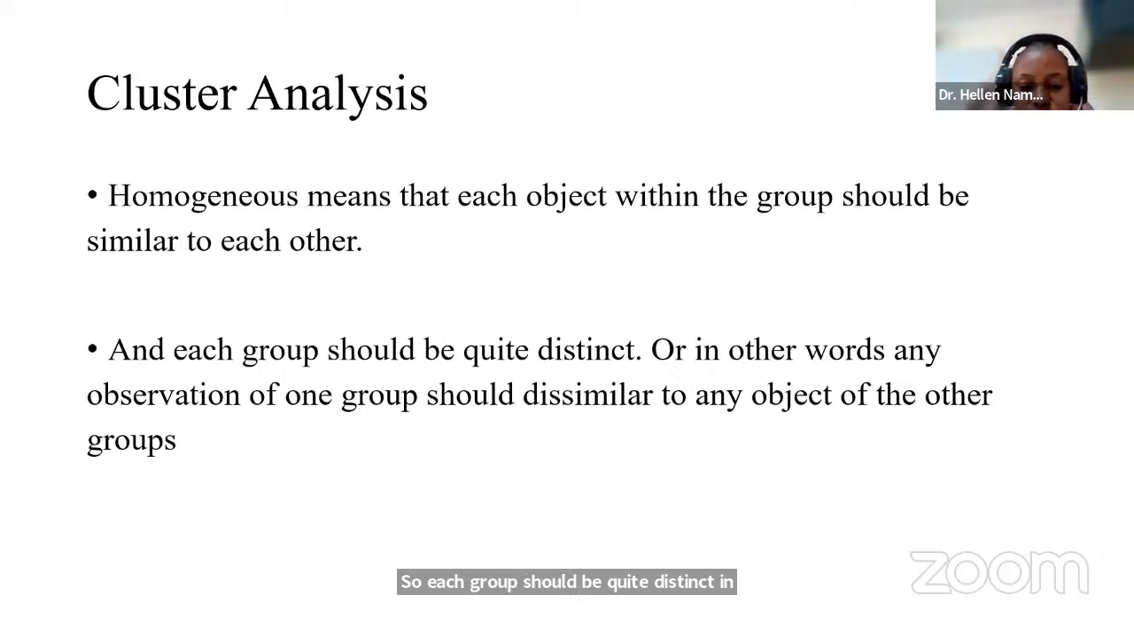In other words, if we've got each group, each cluster should be distinct from the other, in the sense that when you look at the observations of one group, they should be dissimilar to any other object of the other groups. As we move on, we're going to see some of the terms used in cluster analysis, like similar and dissimilar. Dissimilar implies that different groups or clusters have to be different, but within the group, they have to be similar.